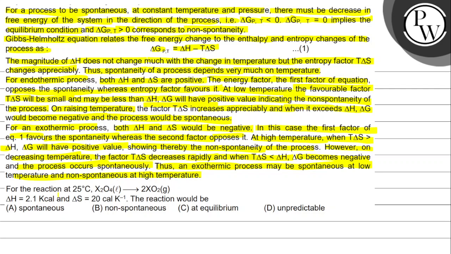non-spontaneous at high temperature. Now coming to the question. For the reaction at 25 degrees Celsius, N2O4 liquid gives twice NO2 gaseous, delta H is equal to 2.1 kilocalorie and delta S is equal to 20 calorie per Kelvin. The reaction would be, our options are: spontaneous, non-spontaneous, at equilibrium, unpredictable.